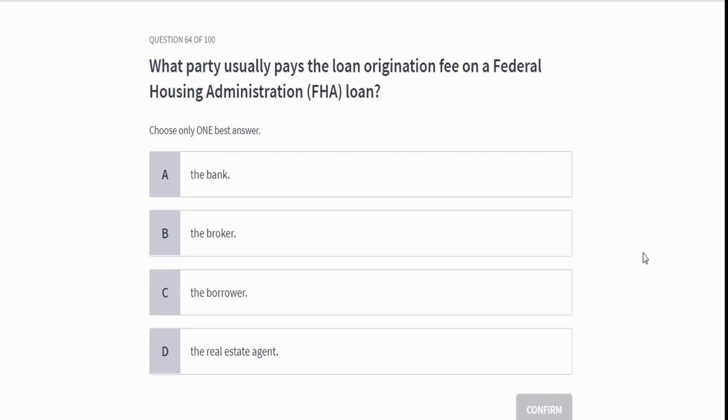But yeah, all right, question 64. Enough of that. What party usually pays the loan origination fee on the Federal Fair Housing Administration loan, or the FHA loan? It gives us 4 options. Is it A, the bank, B, the broker, C, the borrower, or D, the real estate agent? So I'm going to give you guys some time to think this one over and come up with your answer starting now.